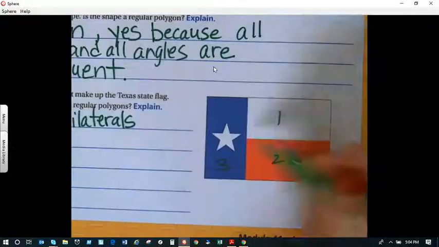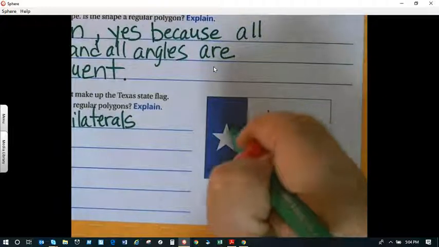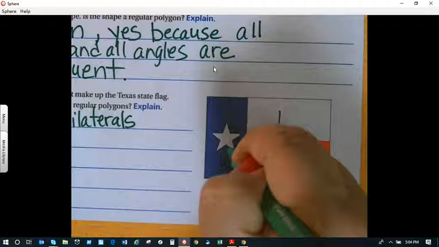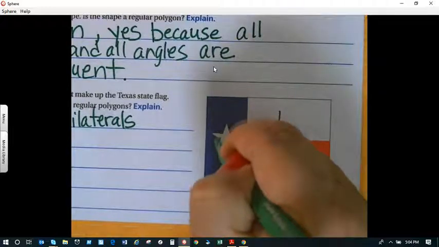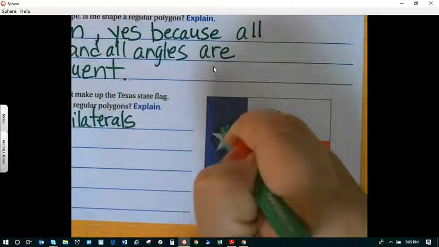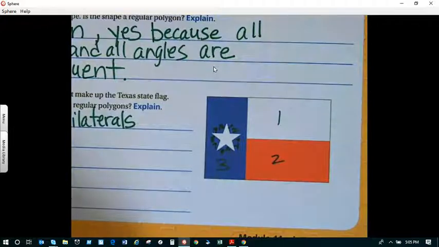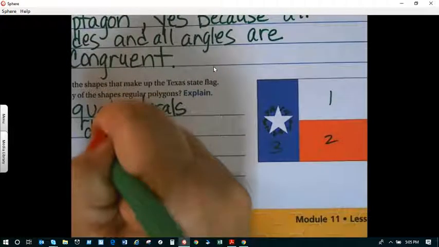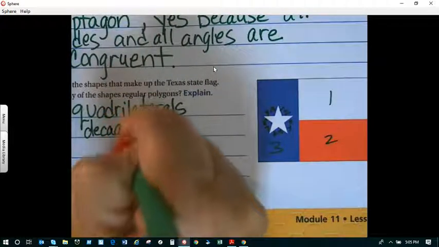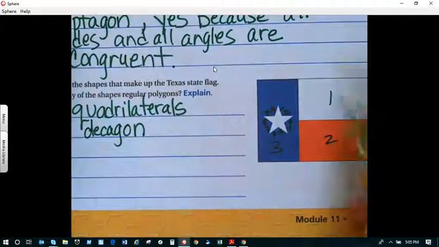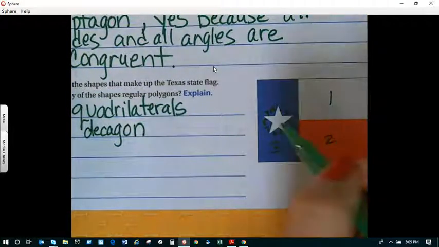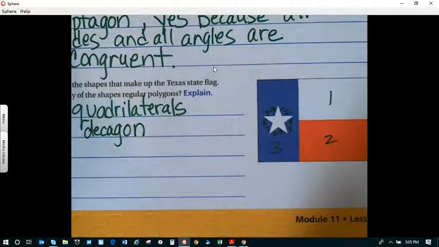Now this star here has how many sides? 1, 2, 3, 4, 5, 6, 7, 8, 9, 10. What do we identify as the shape that has 10 sides? Yep, you're right. It's called a decagon. So it has 3 rectangles, which are 3 quadrilaterals, and 1 decagon.